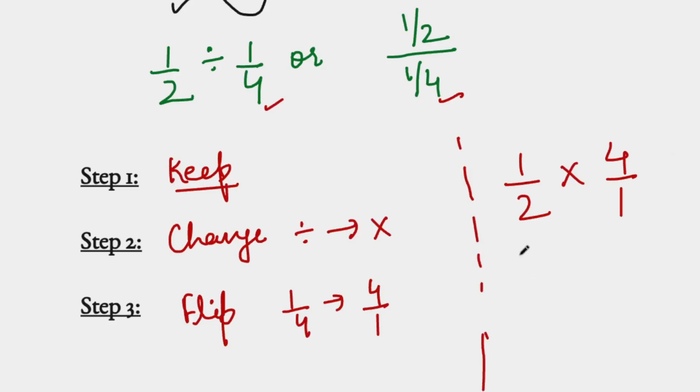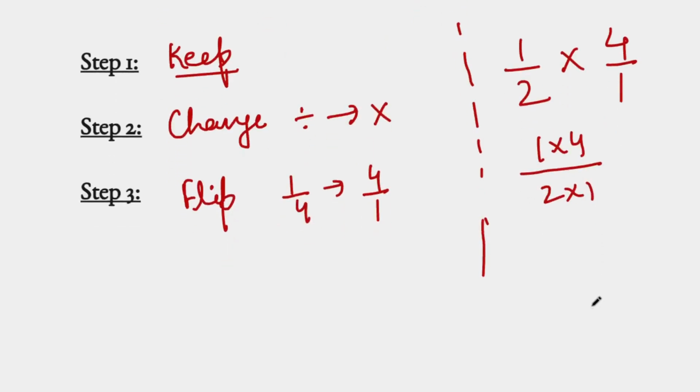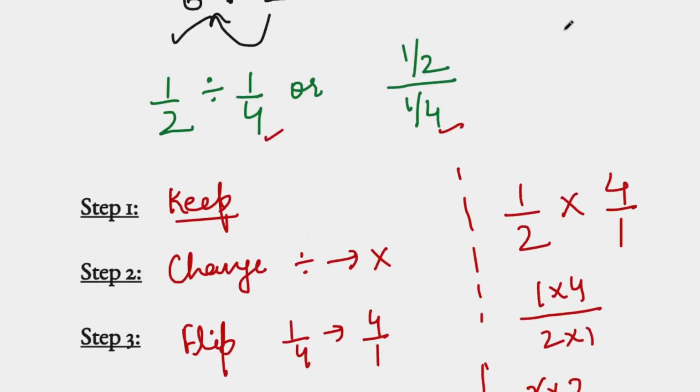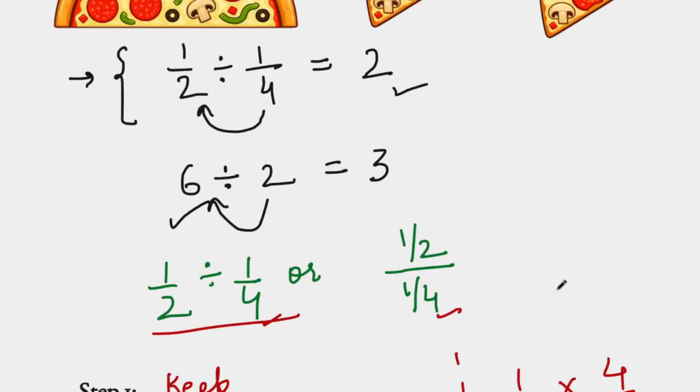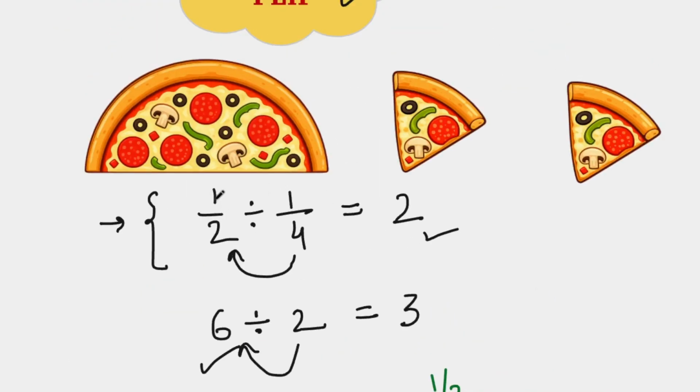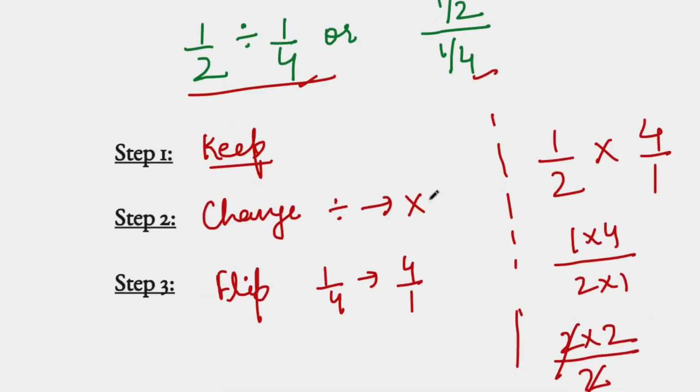Alright, let's do that. We multiply the numerators to each other, right? And we multiply the denominators to each other. Then we see if we have any common factors, we cancel them out. So in the numerator we have 4, it can be written as 2 times 2. Cancelling out common factor, we get 2. Now see, keep, change and flip. This gives us 2, right? And what did we see before? That when you divide 1/2 by 1/4, we get 2. Correct? Did you get it?